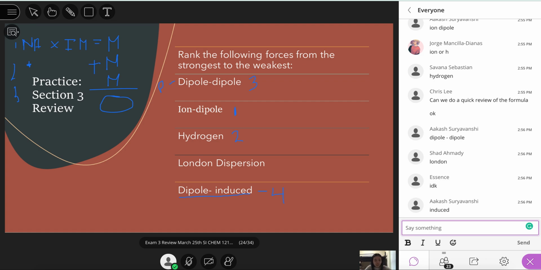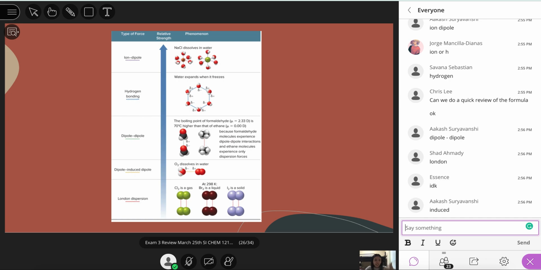And then London dispersion, we already know that's non-polar, right? So that's going to be the weakest, pretty much. Do you have any questions? I think it's pretty straightforward. Yep, that's pretty much it. And then we're just gonna keep going. That's the chart. This is from your textbook too. So I think that's pretty helpful.